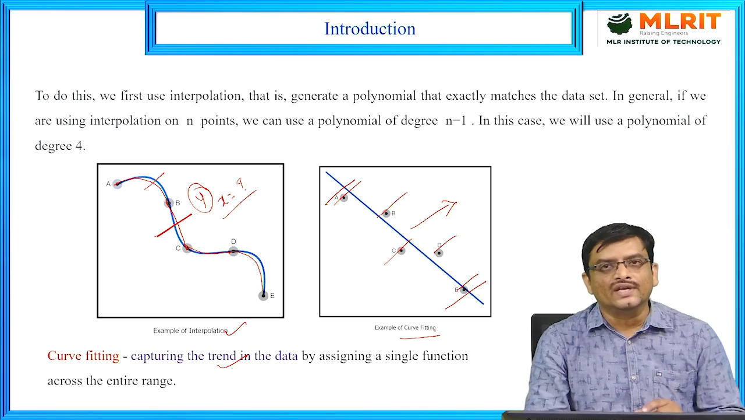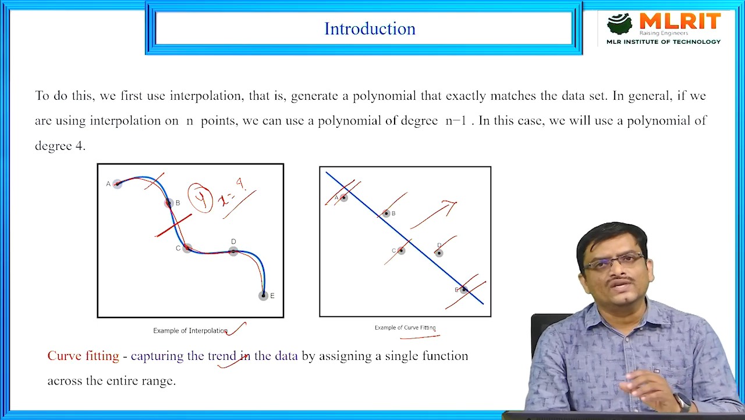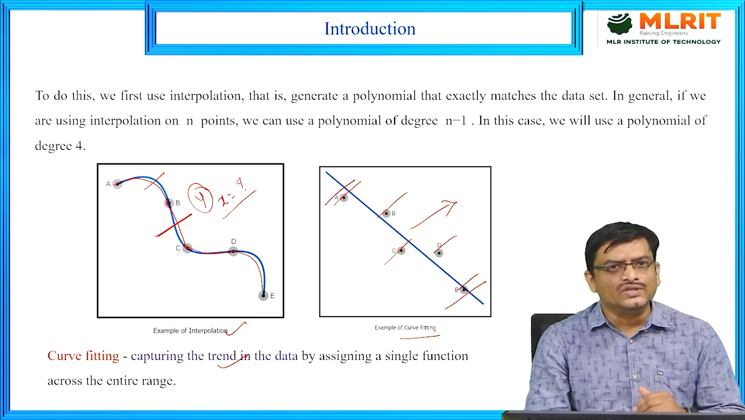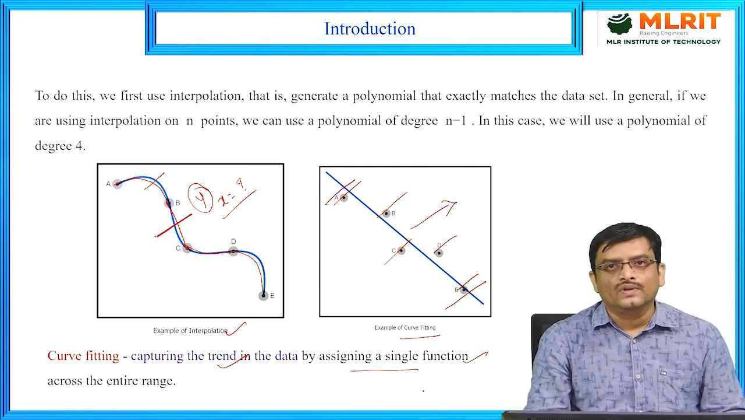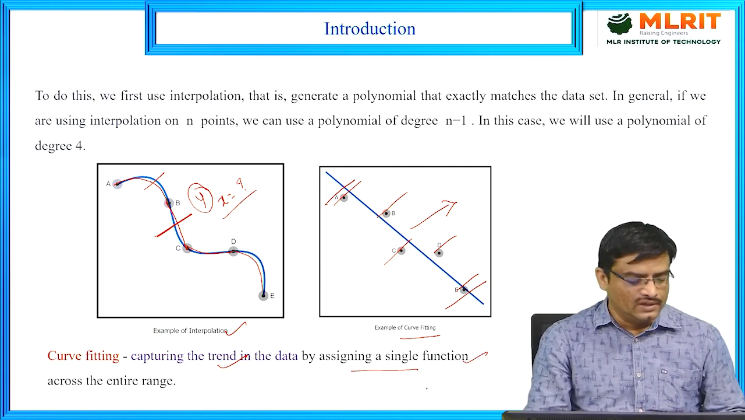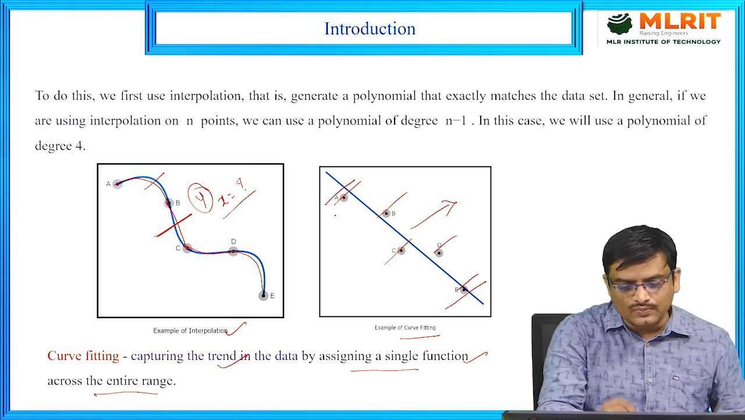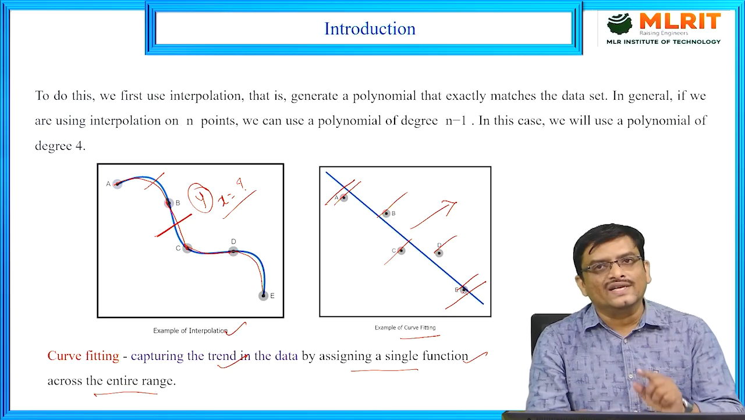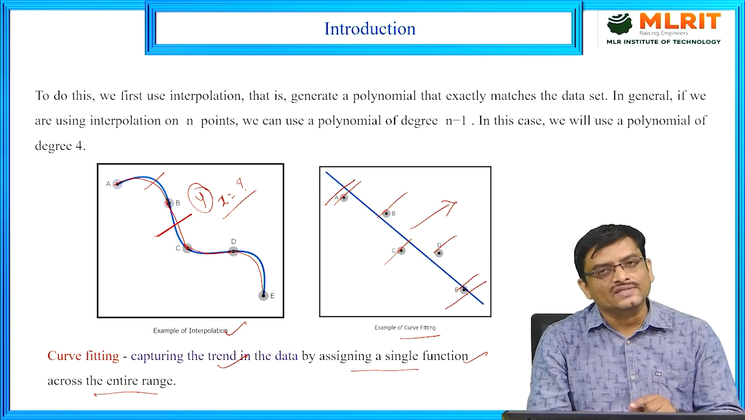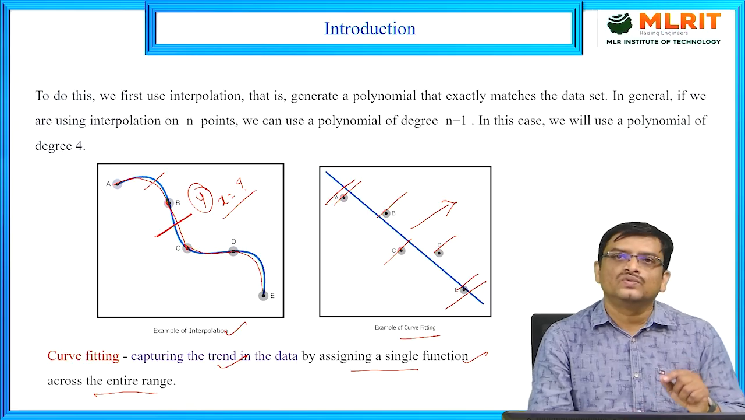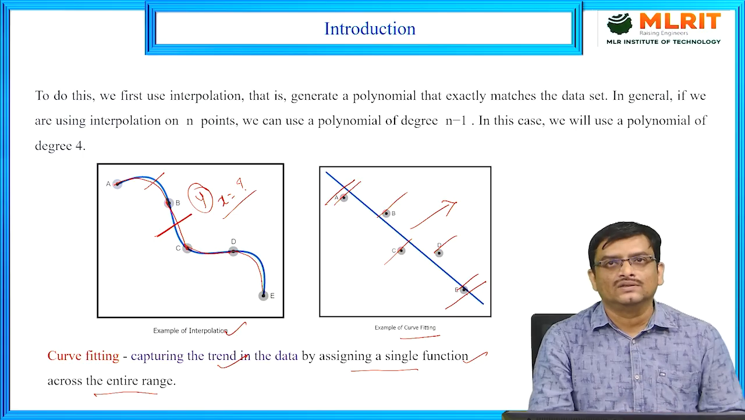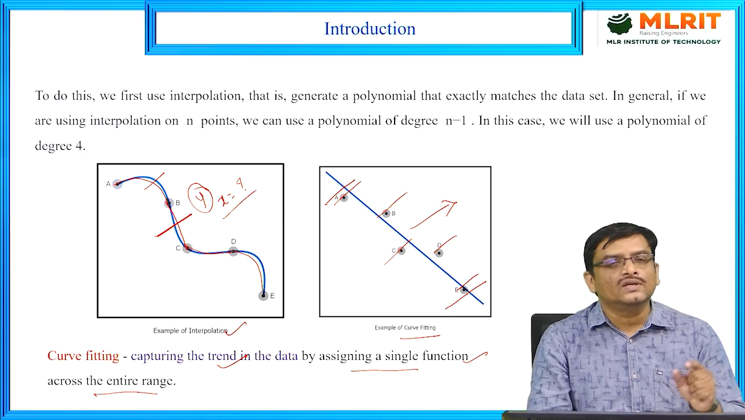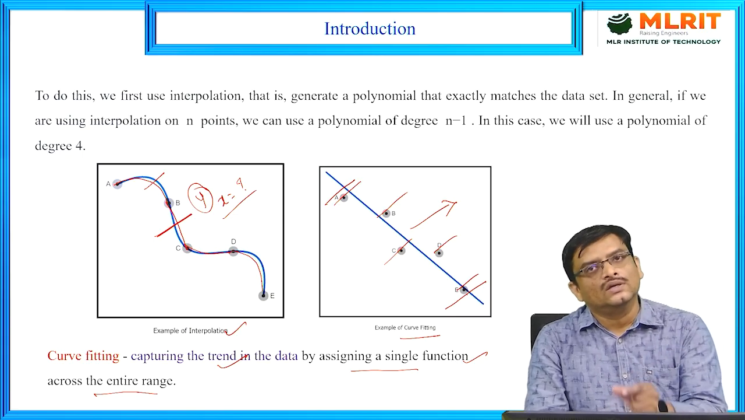So whether it is decreasing or increasing, if you want to analyze the data, if you want to capture the trend in the data, then we have to assign a single function. By using this single function across the entire range, from the first point to the last point, we get a single function only. Once you get a single function, it is useful to analyze the data or to identify the trend of the data. So that is the difference between the interpolation concept and curve fitting here.